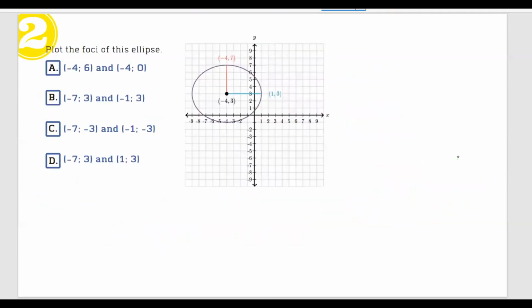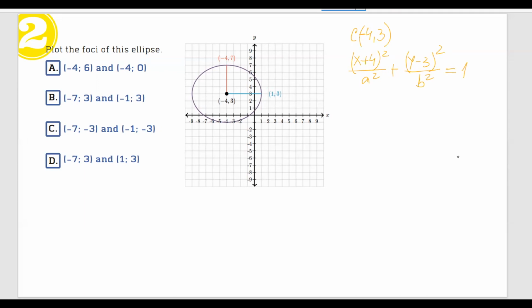Problem number 2: plot the foci of this ellipse. We're given this ellipse situated with the center at -4, 3. So I know that the equation of this ellipse is going to look like x plus 4 squared over a squared plus y minus 3 squared over b squared equals 1.